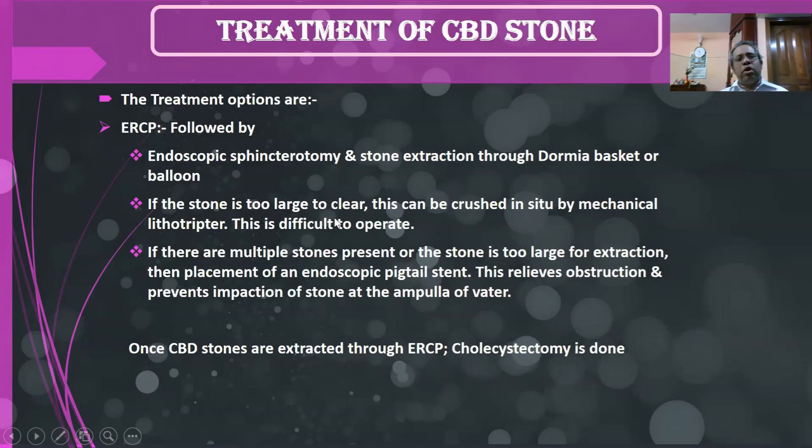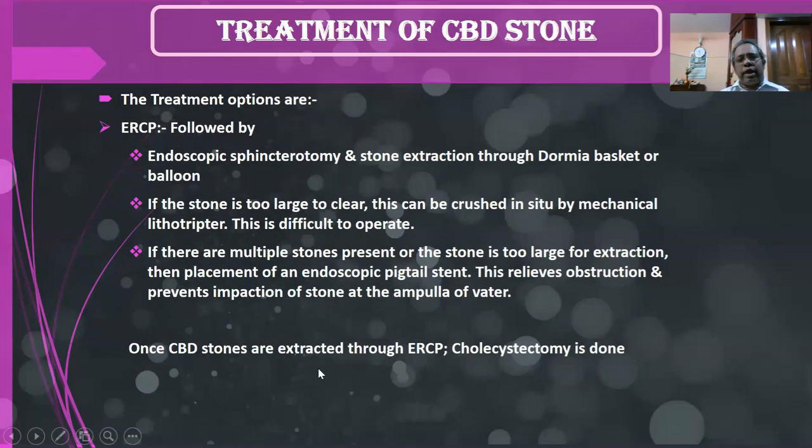So for the large stone, you can treat by other means, open or laparoscopy, one is better. And if there are multiple stones present, or the stone is too large for extraction, then placement of an endoscopic pigtail stent. That means when ERCP fails and it is not possible to do it further, then for relief of obstruction, they put an endoscopic stent, which is called the endoscopic pigtail stent. That stent can help prevent complete obstruction of the lumen, so the jaundice declines, and subsequently you go for other methods of treatment, whatever you choose, after relieving the jaundice.